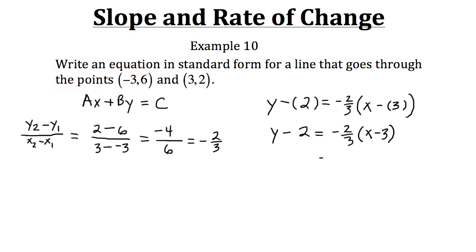So we have a negative 2/3 x when we do this times this, and then do a negative 2/3 times a negative 3. Well, a negative times a negative is a positive, and when we do 2/3 times 3, we get 2. And then we still have the y minus 2 over here.